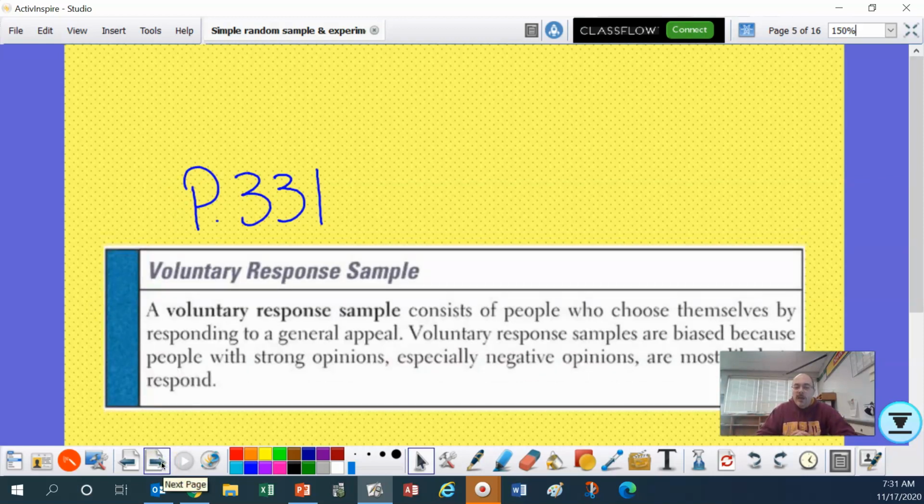Voluntary response. Let me read through it instead of repeating myself. A voluntary response sample consists of people who choose themselves by responding to a general appeal. Folks, voluntary response samples are biased because people with strong opinions, especially negative opinions, are most likely to respond. Please keep that in mind, that voluntary responses are biased because it's usually the people with strong opinions, usually negative, that respond.